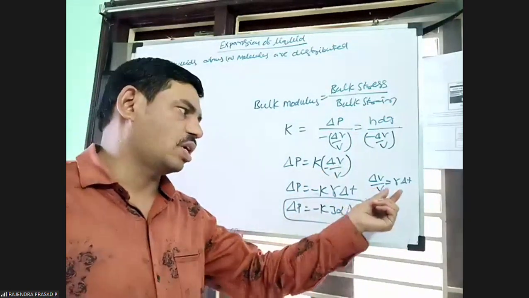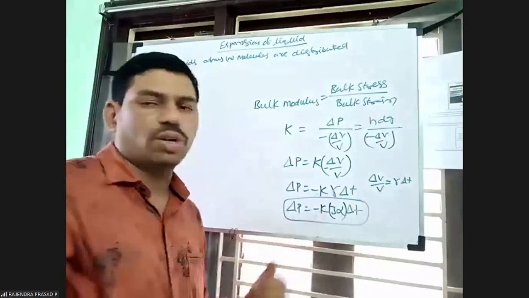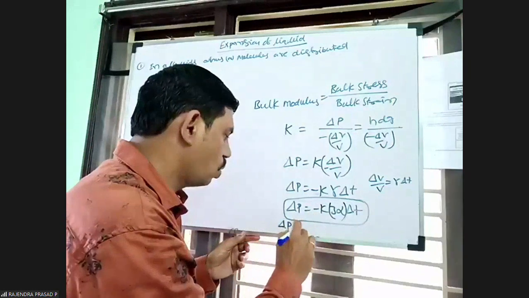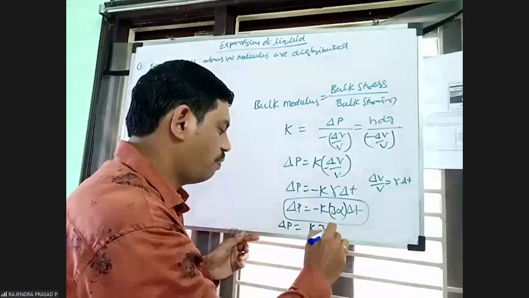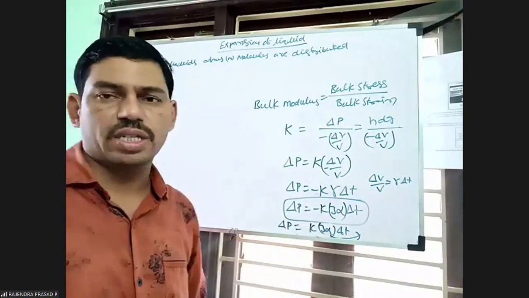Delta V by V means gamma delta T, and gamma means 3 alpha. The negative sign indicates decreasing volume. So delta P is equal to minus K 3 alpha delta T, where alpha is the coefficient of linear expansion. The negative sign indicates decreasing volume only.